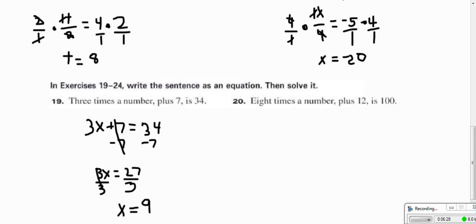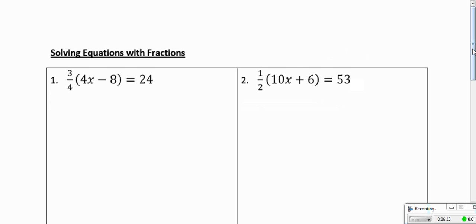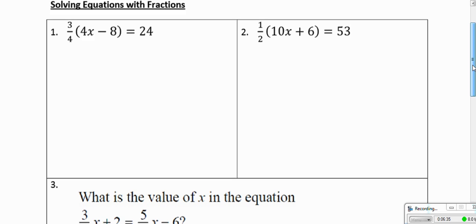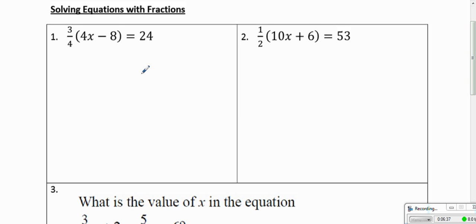Alright, I'm not going to do this one, it's the same thing. But I will go over to the next page, which everybody's having trouble with, is solving equations with fractions. Alright, so, number 1. Remember, every time you see parentheses, you have to distribute. To distribute, you have 3 over 4 times 4. Alright, so I would suggest going over to the side of the page and just putting a small 3 over 4 times 4 over 1.